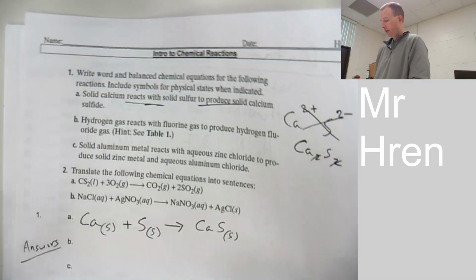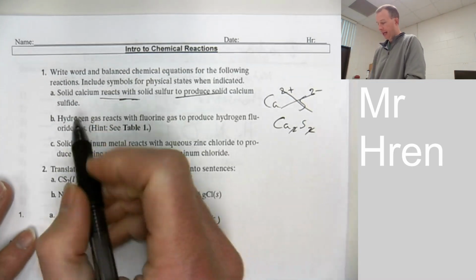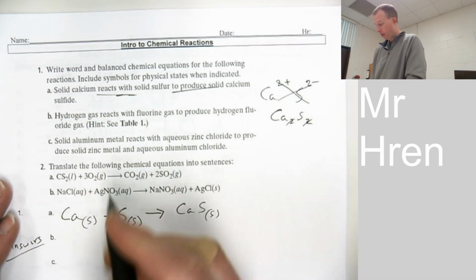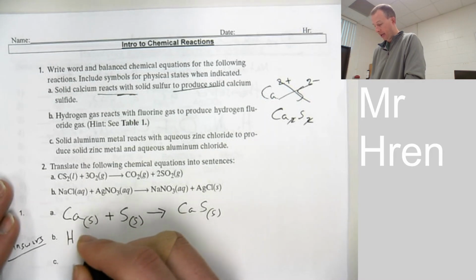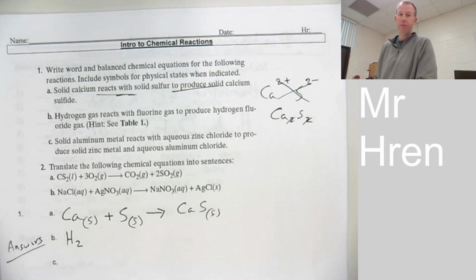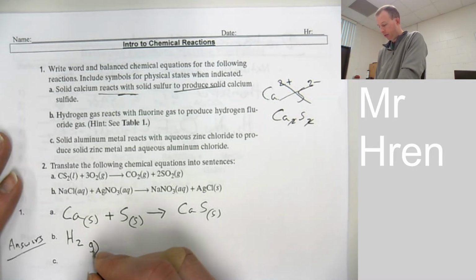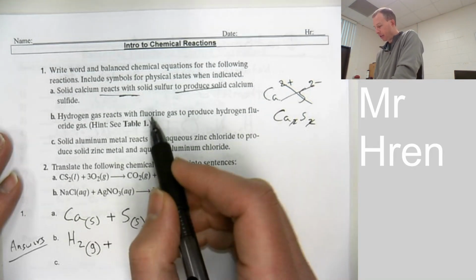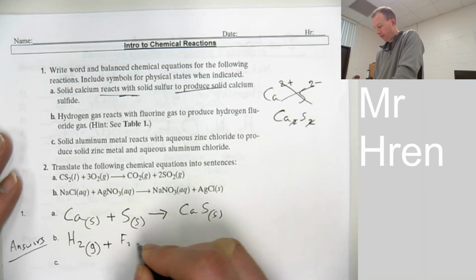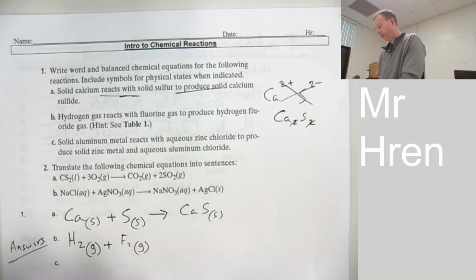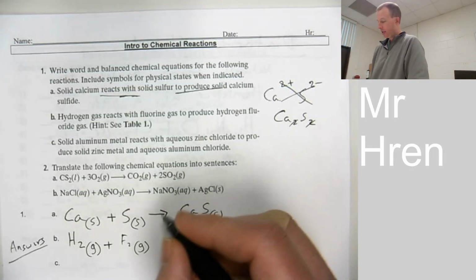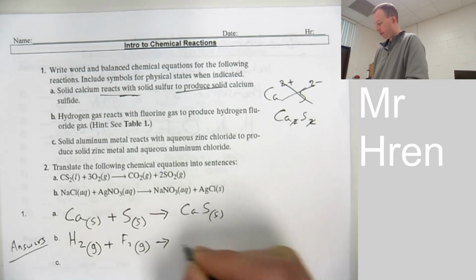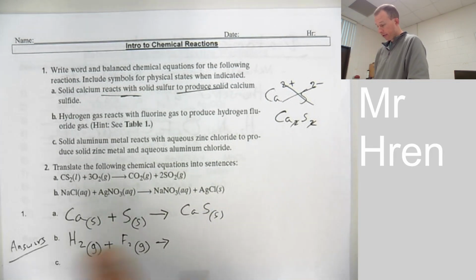So, for example, hydrogen gas. You're not just going to write H, you're going to write H2 because hydrogen is diatomic and it's a gas. So you write H2, you put a little G there. Plus fluorine gas, so it'd be F2 with a little G because again, fluorine's diatomic. It says it's going to produce, so you write a little arrow sign, hydrogen fluoride gas.